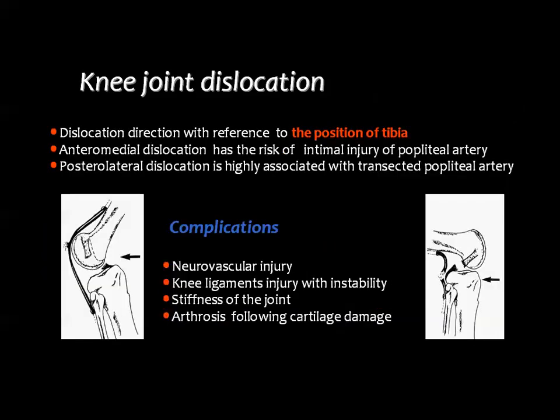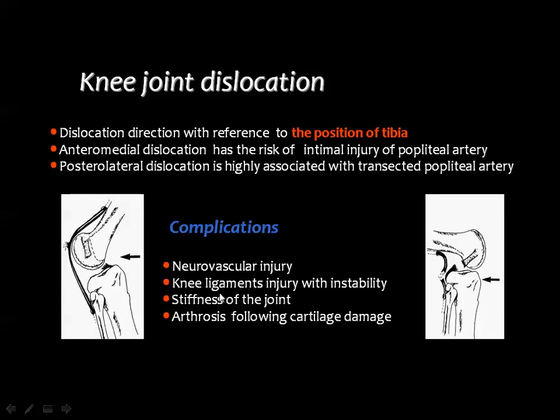Anterior dislocation of the tibia will result in a stretching of the popliteal artery along the posterior aspect of the femur with concomitant internal injury and maybe dissection of the artery, while posterior dislocation of the knee commonly will result in rupture or transection of the popliteal artery. And these are the complications of knee joint dislocation, including neurovascular injury.